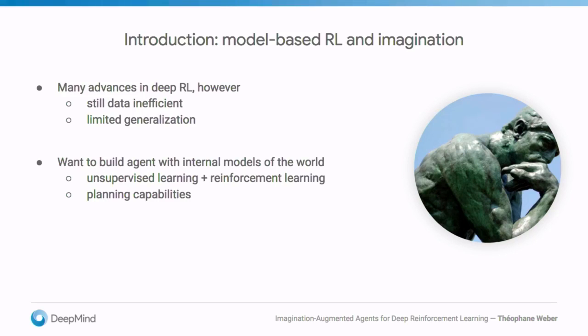So a possible solution has been proposed, and it's model-based reinforcement learning, in which we want to build an agent that has an internal model of the world. And effectively, it's able to understand its environment, it's able to understand what would be the consequence of its action in the world. And this would lead to improved performance thanks to the effective combination of unsupervised learning methods for the environment modeling and reinforcement learning.